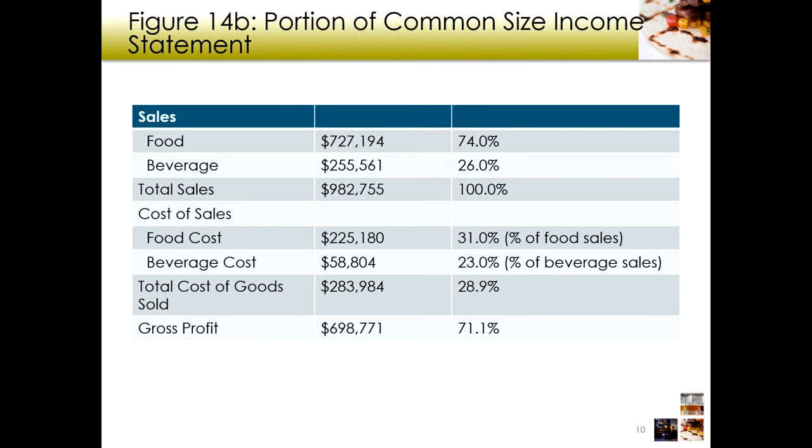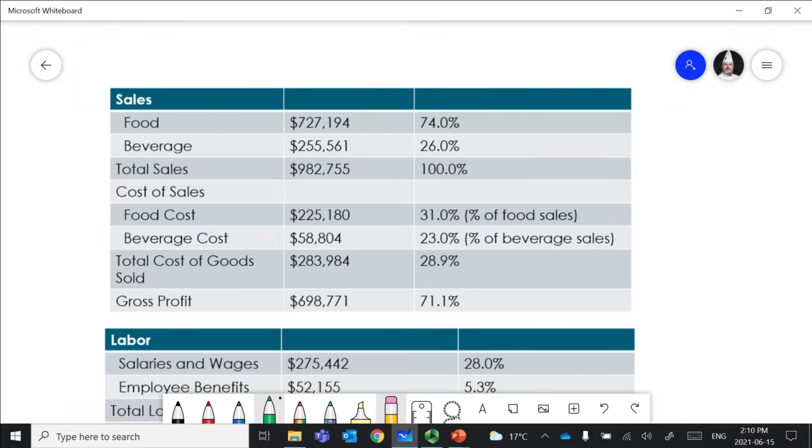So here's an example of a profit loss statement, and we're going to start working through this. Right off the bat, the top of the sheet lists our sales, right? We have two areas that we have sales coming from: food sales and beverage sales. So total sales is $982,755, right? These percentages are out of this total, right? So 727,194 divided by 982,755 gives me that 74%.